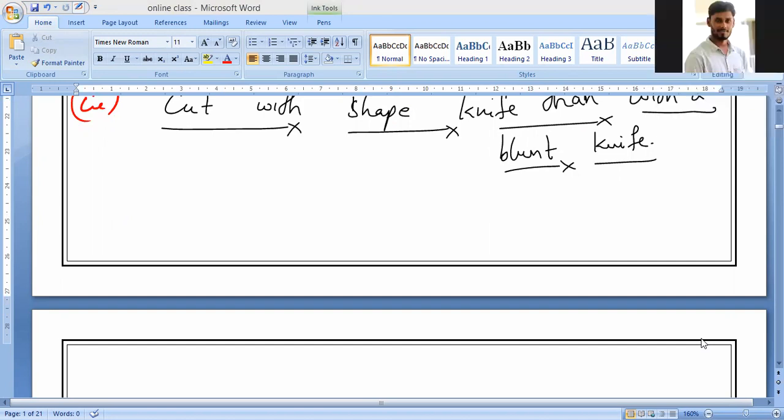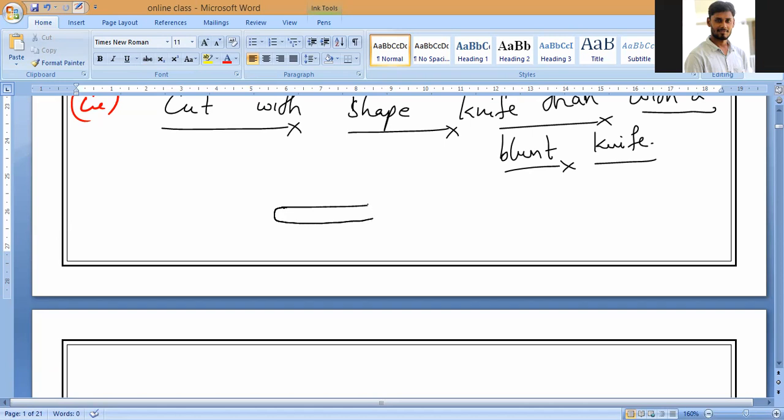So why is it happening? Because the knife becomes blunt in nature. If you take any kind of knife, it has a very sharp edge at the corner. Now what happens to this sharpness when we keep on using it? The sharpness decreases, so the thickness increases.